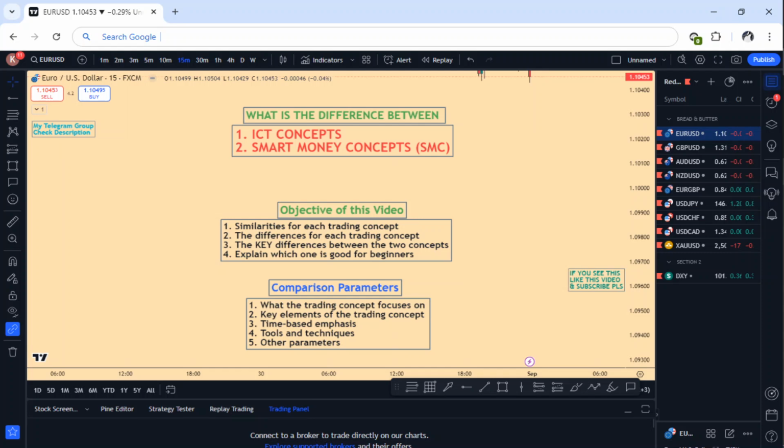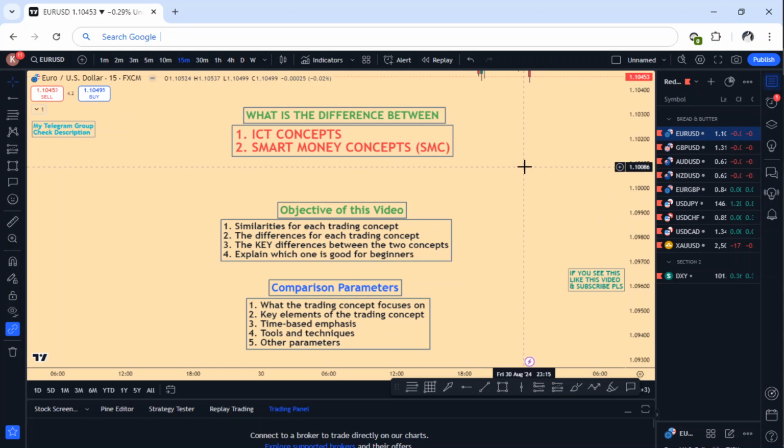What we are going to learn today is we are going to try and answer the question, what is the difference between ICT concepts and the smart money concept, especially from a beginner's perspective, so that you can choose wisely.